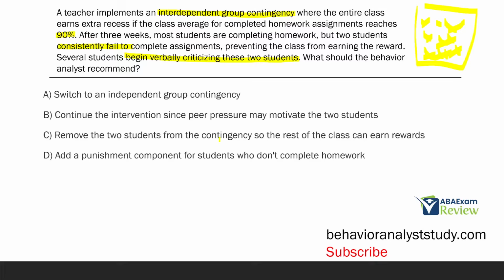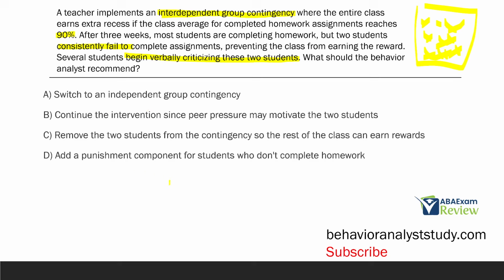C, remove the 2 students from the contingency. The rest of the class can earn rewards. Well, that eliminates the point of the interdependent group contingency where everybody's involved in earning that reward. D, add a punishment component for students who don't complete homework. Also an option. So A and D are both options.